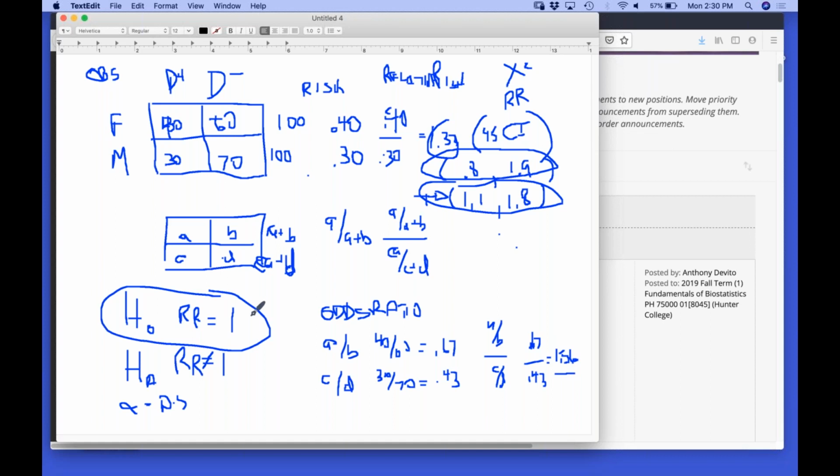What do you think the null hypothesis would be for the odds ratio? What would we expect the odds ratio to be if the null hypothesis were true?